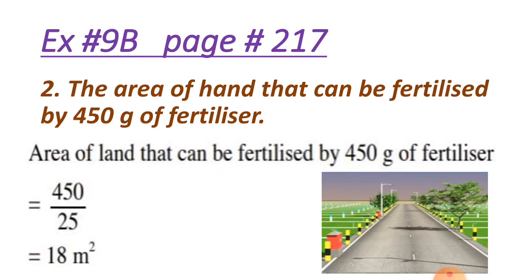Second part is here: the area of the land that can be fertilized by 450 gram of the fertilizer. The amount 450 will come in the numerator, divided by 25 that we have found in the first part of the question. When we divide these both numbers, we will get 18 meter square.